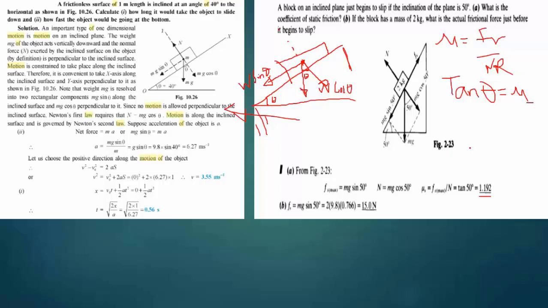Hiyo tan 50 imekuja kutokana na haya yafuatayo, sawa? We know that it is true we have frictional force that is acting opposite to the motion ya kuslip downwards.